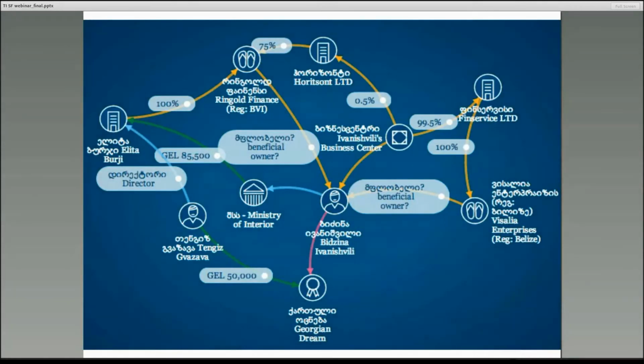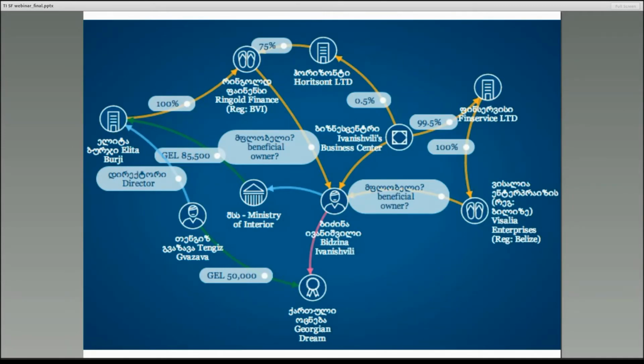More recently, we had a presidential election in 2013, and we now are really able, based on public data only, to trace the money. So we found one donation to the presidential candidate of the ruling party, the Georgian Dream campaign, that was made by Tengiz Gvazava. About 50,000 Georgian lari, which is approximately 20,000 euros.